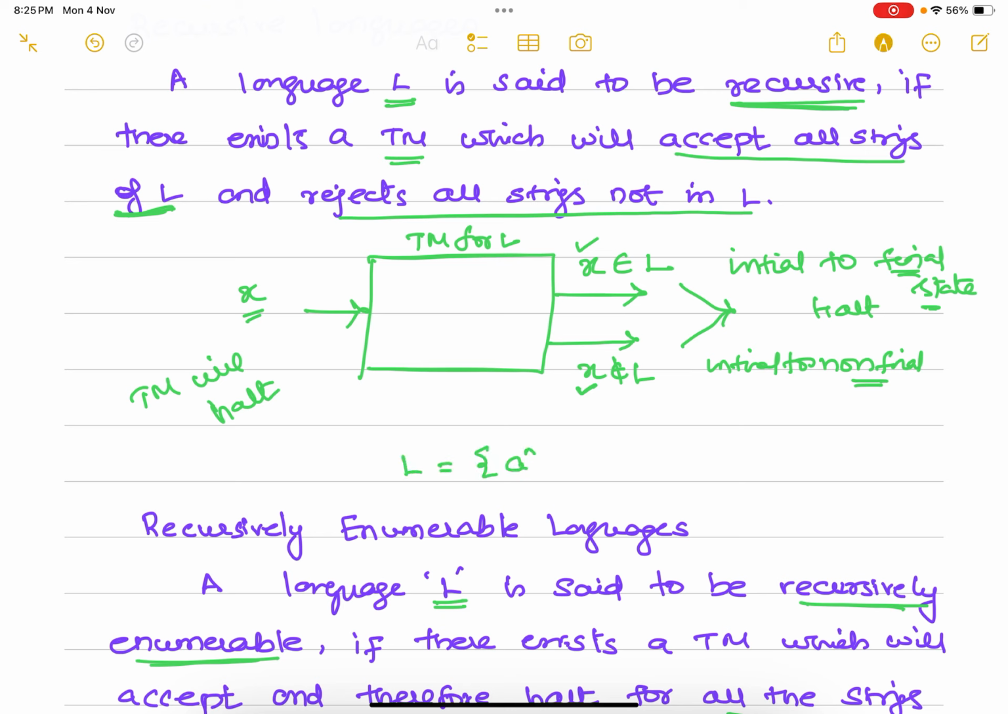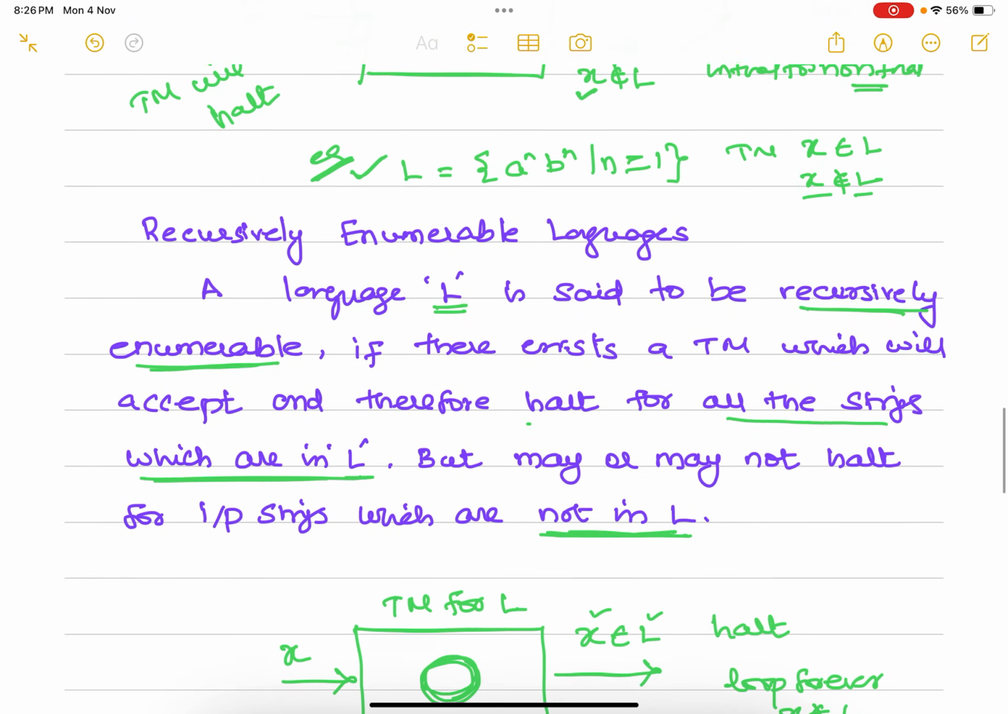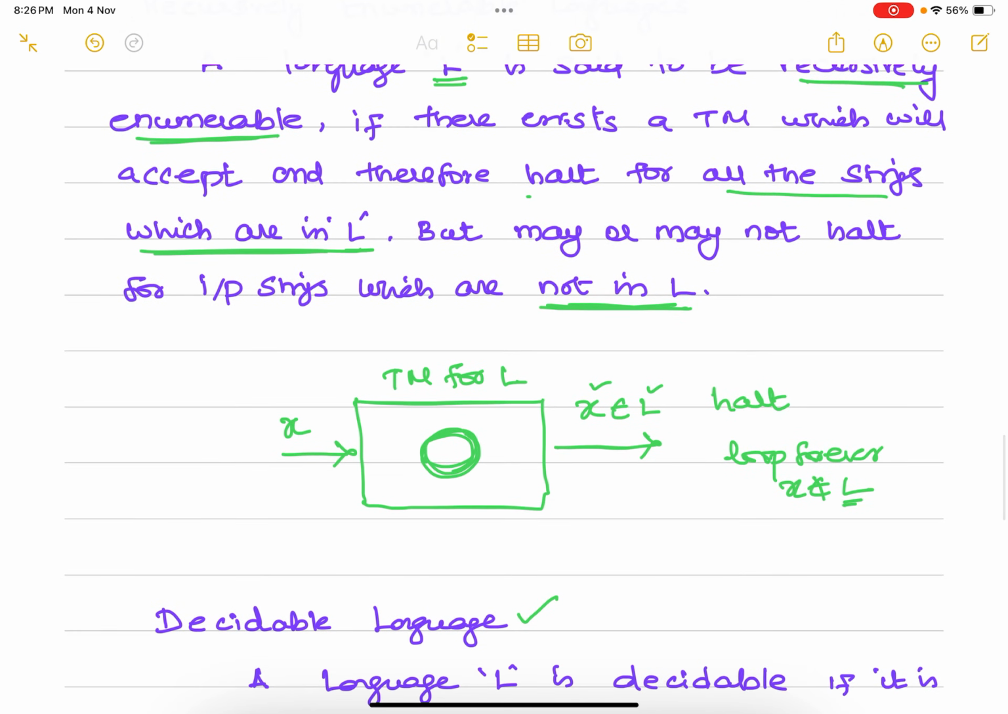Now coming to the example of recursive languages. For example, if you are going to have a Turing machine for a power n, b power n, such that n is greater than or equal to 1, this is a recursive language, because we can have a Turing machine that will have a path from the initial state to the final state, and a path from the initial state to a non-final state for any string that does not belong to L. So we can very well say this is an example of a recursive language.